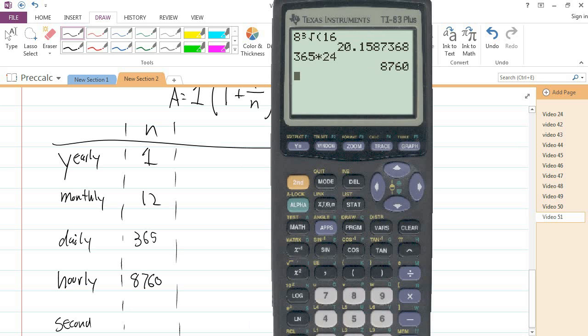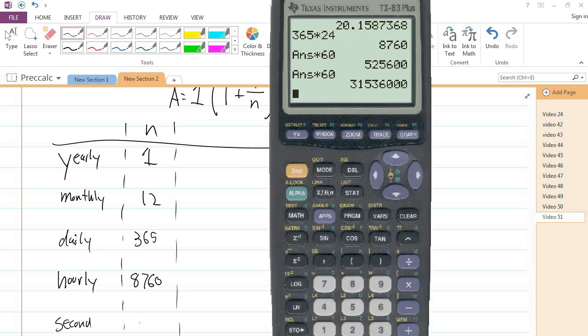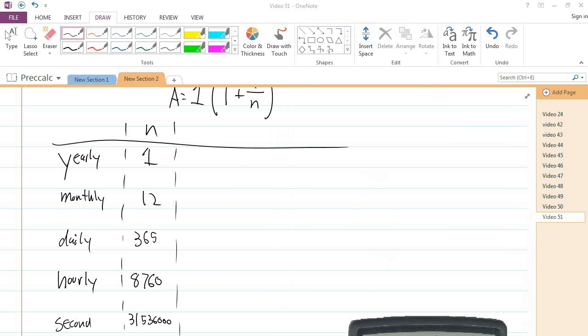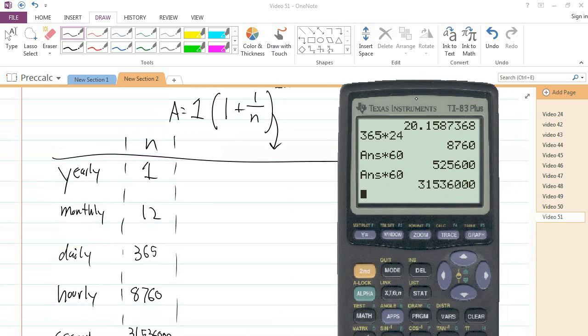8,760 hours. And if it's by the second, I need to take these hours times 60 to get minutes, and I get 525,600 minutes. Rent fans, pay attention. If I multiply that by 60, I get seconds. I get 31,536,000 seconds. Okay, so I am going to run this equation here again and again, change n and see what I get.